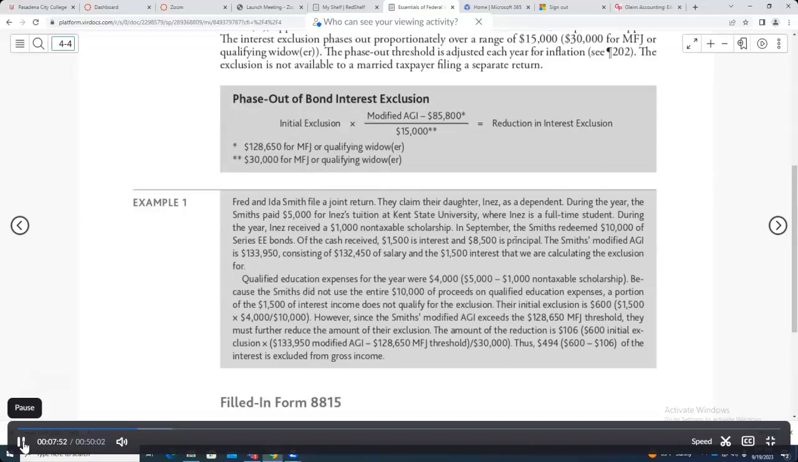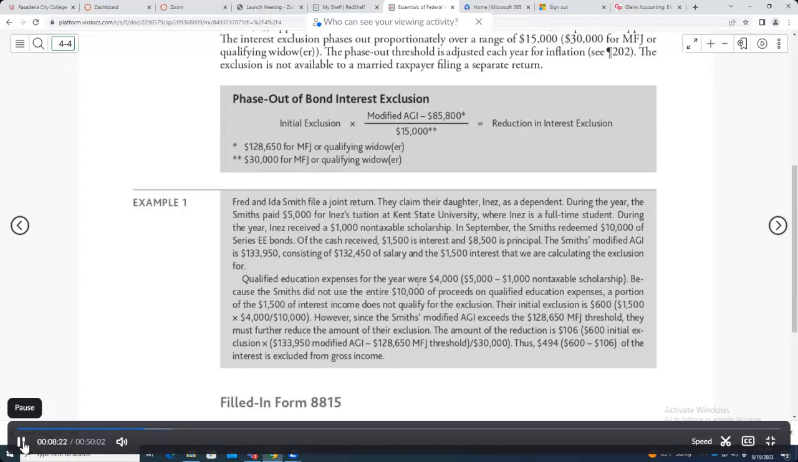Principal, $8,500 is good. That's your principal. There's no issue over there. But our focus is on this $1,500 interest that they redeemed. The Smiths' modified AGI is $133,950, consisting of $132,450 of salary and $1,500 interest that we were calculating the exclusion for. So add them up, it's $133. But the salary was $132.